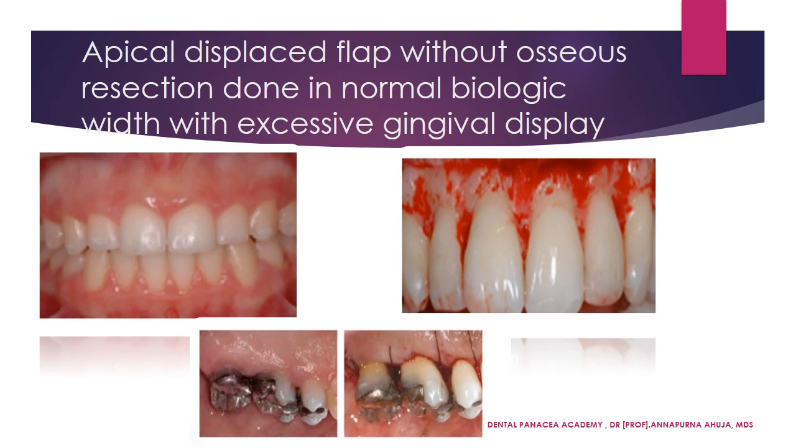So here few clinical cases you can see. Here only apical displacement of the flap without osseous recontouring. Here it is a normal biological width. You can see the bony margin is placed well below the CEJ.